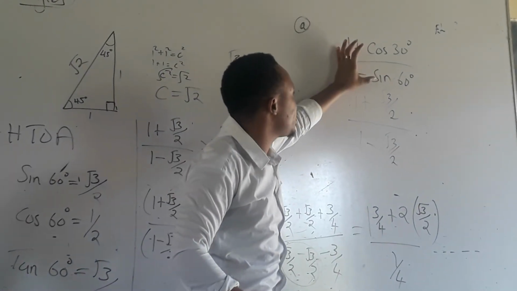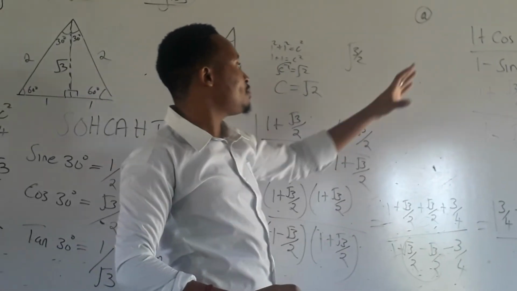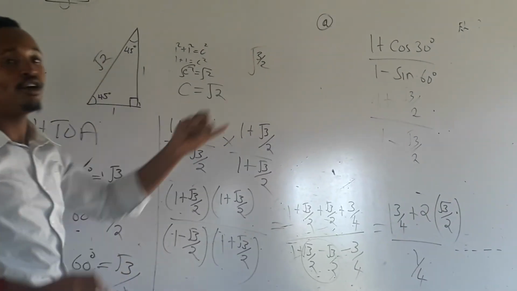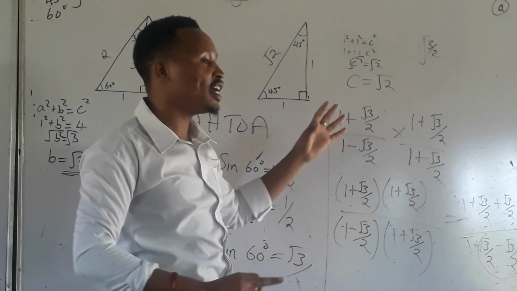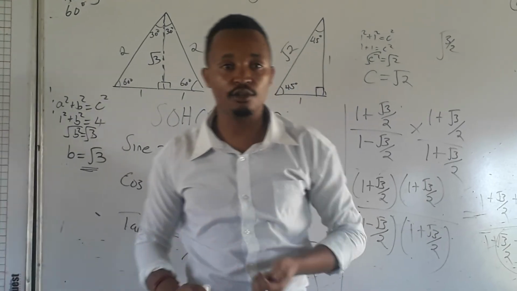And then this question is going to take you back to form three. So when you get back to form three, you need to know the conjugate and you need to know how to rationalize. Are we together?